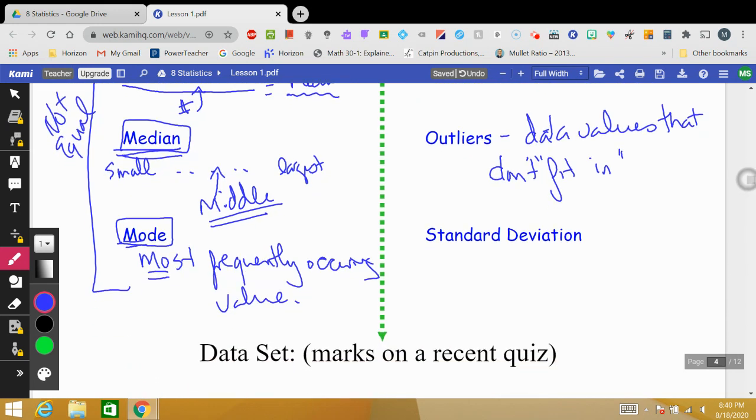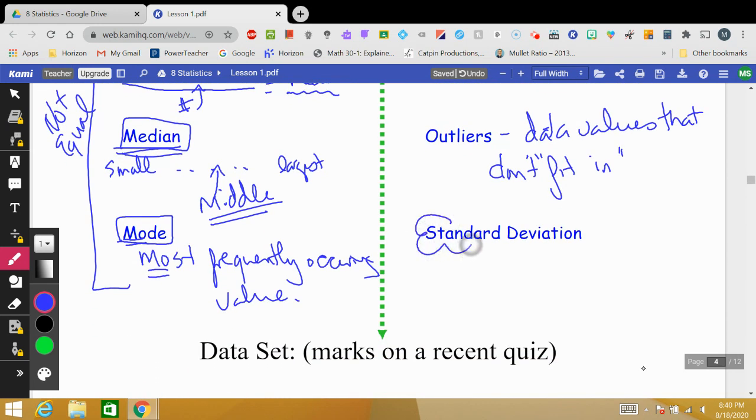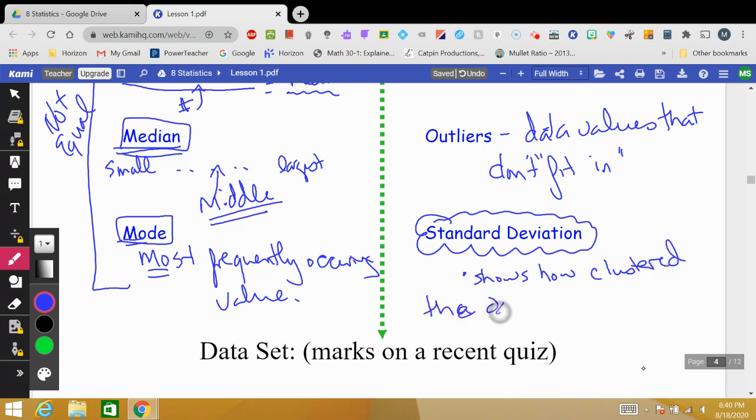Okay. Standard deviation, this is the new one. We will actually spend a fair bit of time talking about standard deviation. It is a super important measure of dispersion for us. It shows how clustered the data values are around the mean.